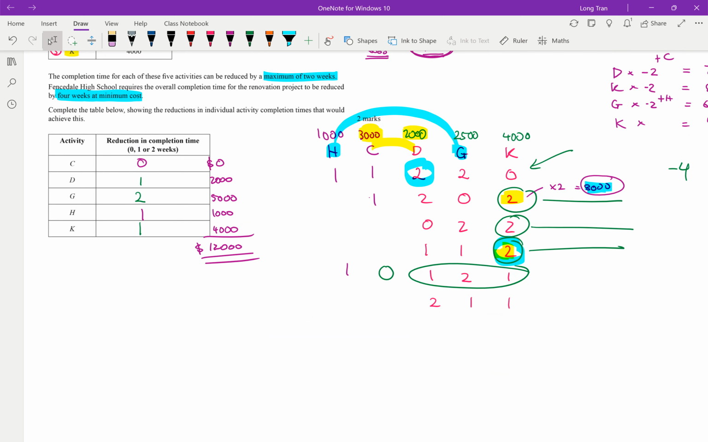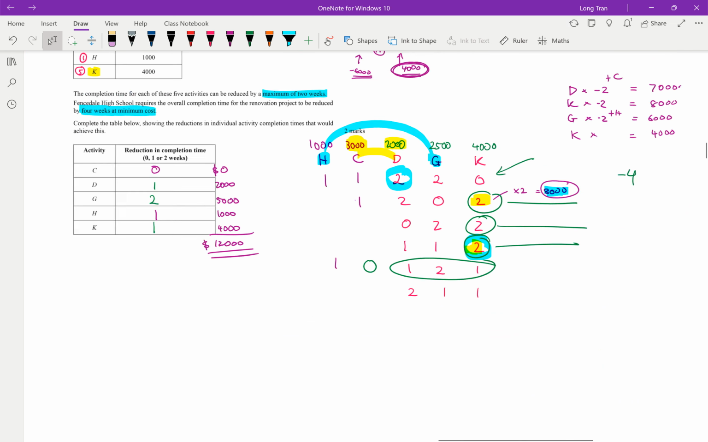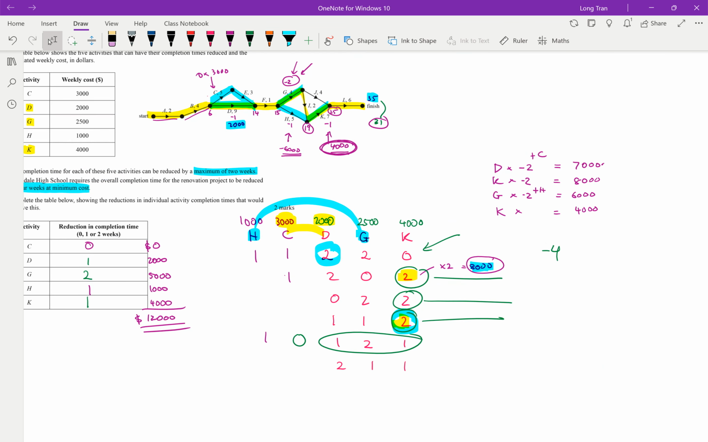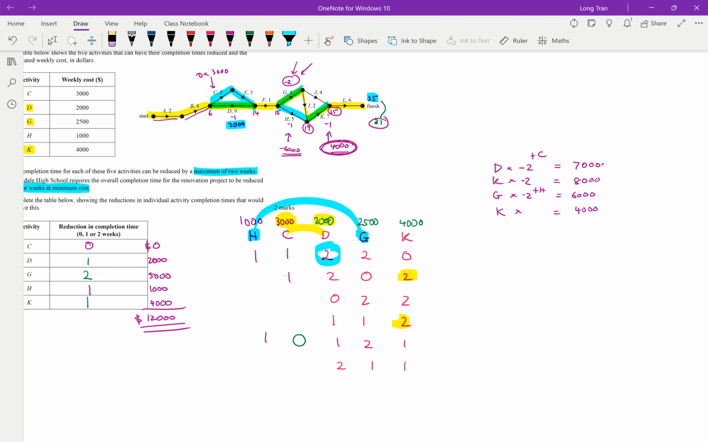Yeah, I think that would be the answer to this question, but that's how I might have approached it. I mean, you can probably test it by calculating them all. So I calculated this to be $12,000. You could try all of them.